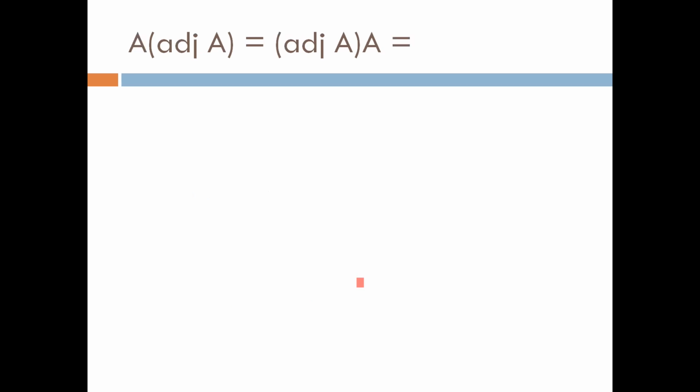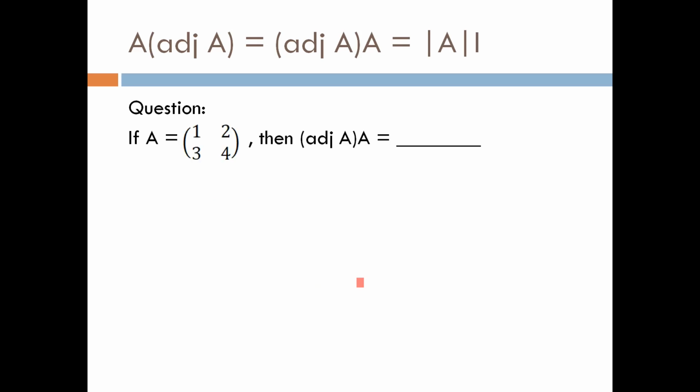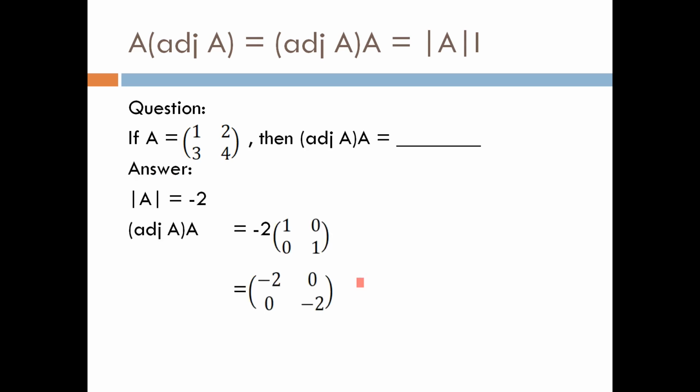So what is the product of A and adjoint A? So A into adjoint A, or adjoint A into A, is nothing but determinant of A into I, where I is the identity matrix. So if A is equal to 1, 2, 3, 4, then find adjoint A into A. The normal method is you first find adjoint A, then multiply that with the matrix A. But according to the formula, first you find the determinant A value.